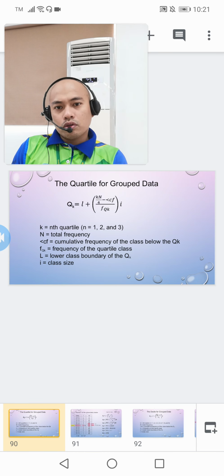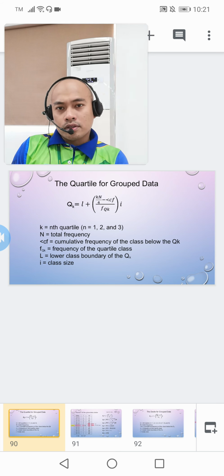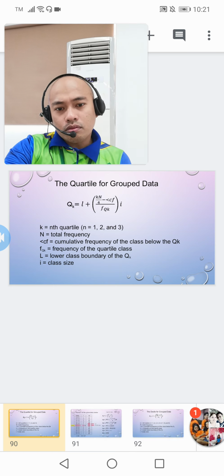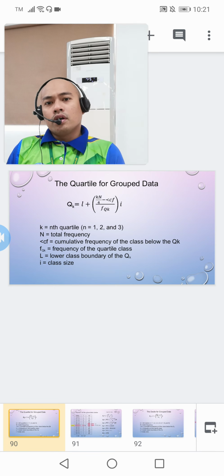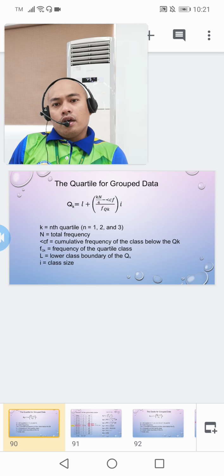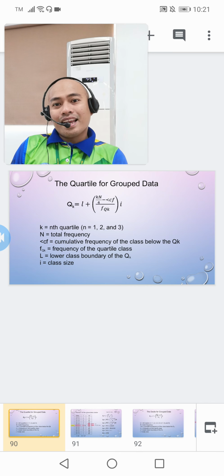L here refers to the lower class boundary of the quartile class. Again, we cannot identify L if you do not know the quartile class of your problem or of your given distribution. And lastly, your i, that is still referred to the class size of your given interval.